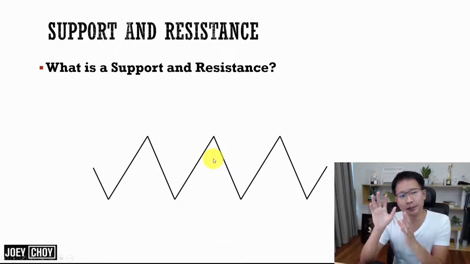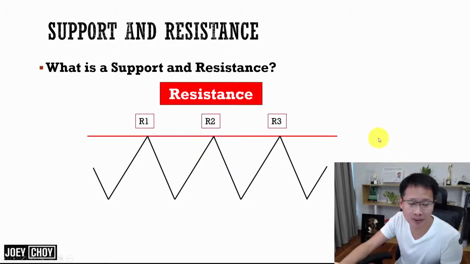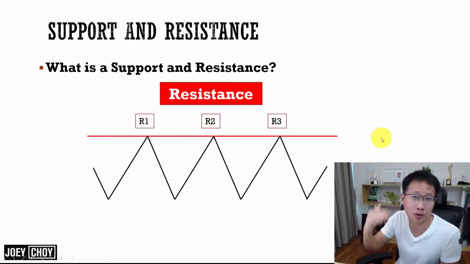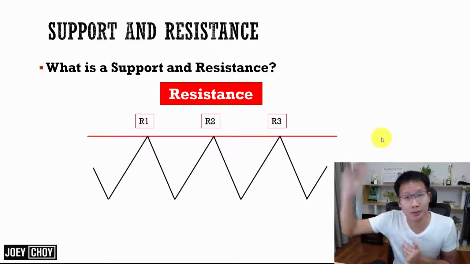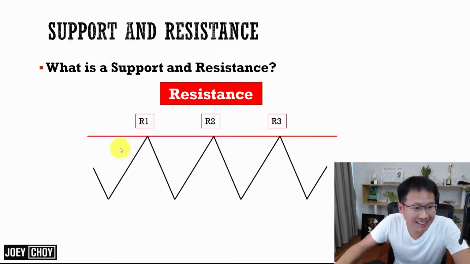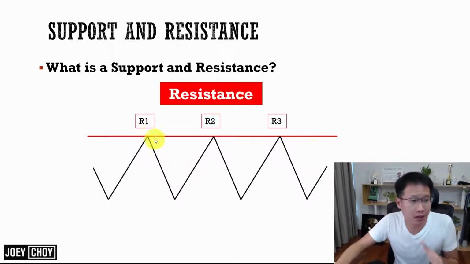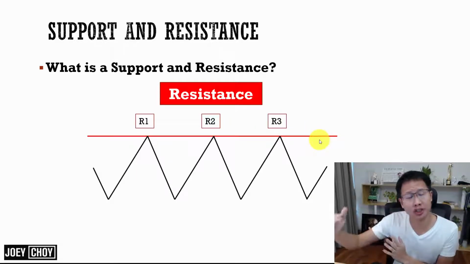So what is support and resistance? Very quickly, resistance and support level is basically a horizontal price level which price touches many times, and it either rebounds or comes back down. Right now we're looking at a resistance level. You can see there is a horizontal red line that connects all the highs. This is a price level. It touches, comes back down, touches, comes back down. We call these R1, R2, and R3. So it's a horizontal price level where many times it touches and comes back down.